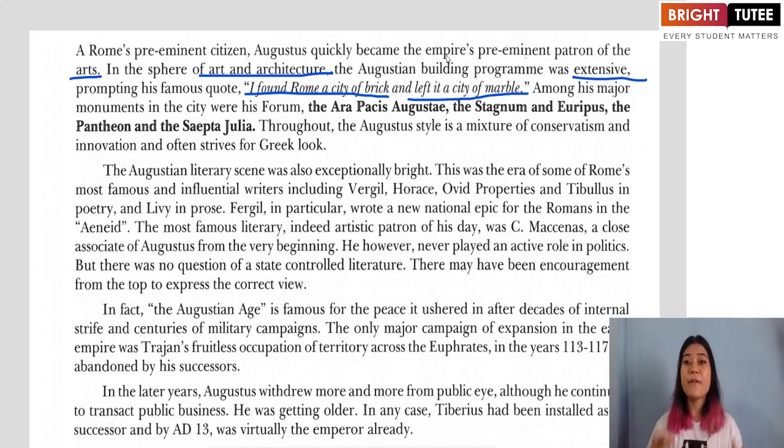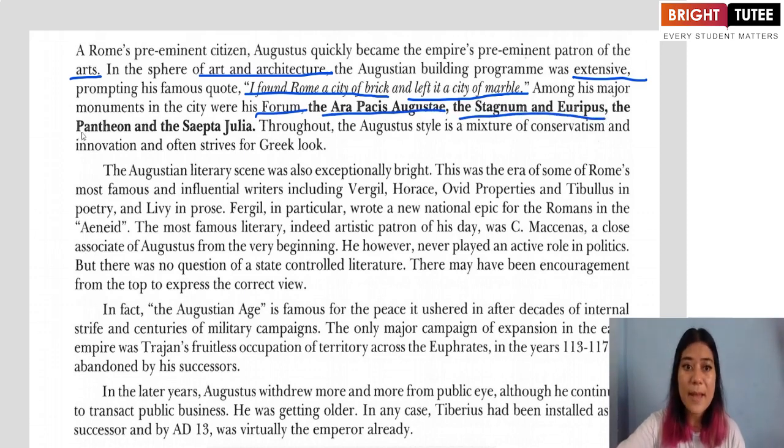So you can see here he says he found Rome as a city of brick, but when he left Rome after his rule ended, it was a city of marble. So you can understand how much he supported, encouraged, and patronized art and architecture, that it changed the landscape of the city. Some of the major important monuments that he built in the city were his Forum, the Ara Pacis Augustae, the Stagnum and Euripus, the Pantheon, and the Septa Julia. The architecture that he built was a mixture of conservatism and innovation, and it had Greek influence. So it was a mixture of two styles: one was conservatism and the other was innovation.